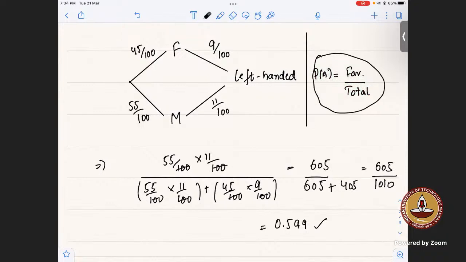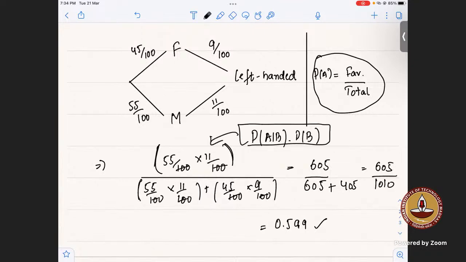Probability of an event is the favorable cases for that event divided by total cases. Now if we were to look at Bayes theorem, this is basically Bayes theorem only, right? This is Bayes theorem. I've just substituted the values here. If you substitute the values in Bayes theorem, probability of A given B into probability of B or whatever it is, you will get this only, right?